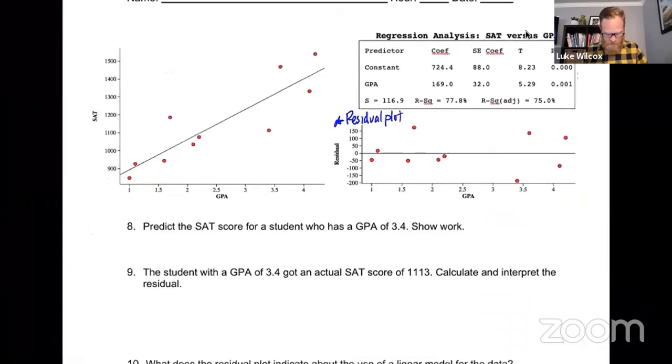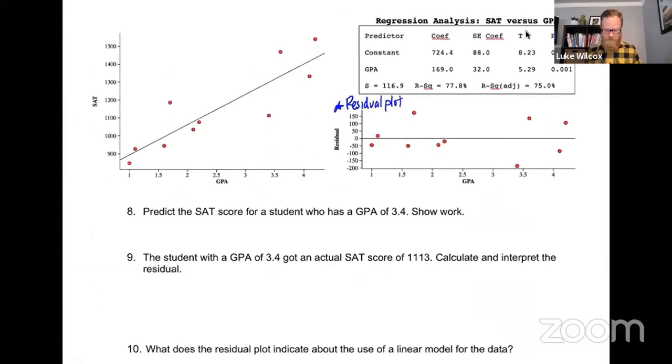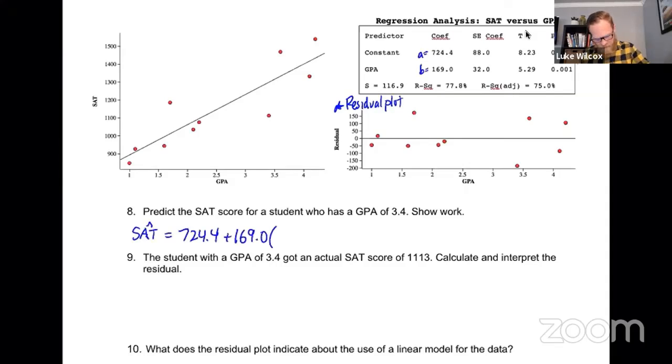All right, question number 8 says predict the SAT score for a student who has a GPA of 3.4. Well, this is the whole point of finding a line of best fit, so we can make a prediction. So let's go ahead and see if we can predict the SAT score. And we have our equation here, right? We know our A value and we know our B value. So it is 724.4 plus 169.0 times the GPA, and this particular student has a GPA of 3.4, and that is telling us we have a predicted value of 1299.